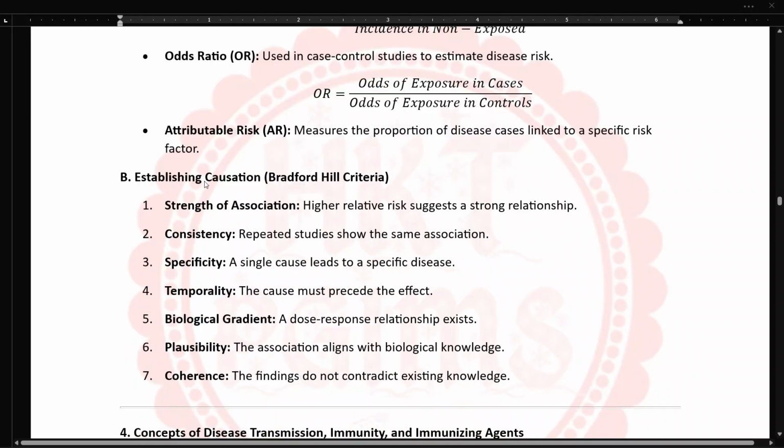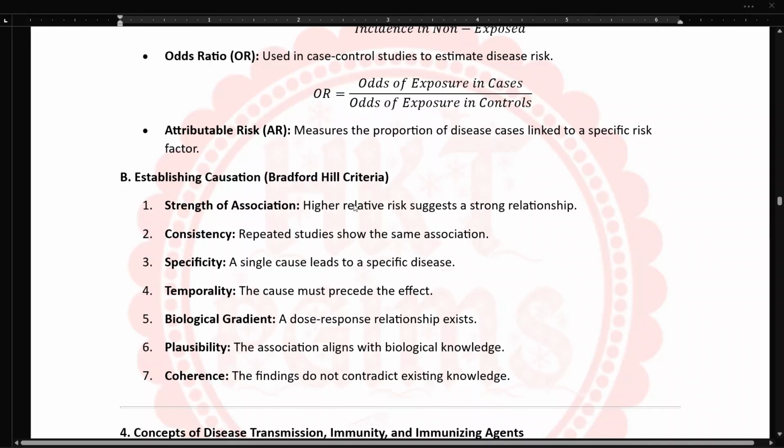Next, we have establishing causation, Bradford Hill criteria. Sorry, Bradford Hill criteria. So we call it Bradford Hill criteria. It includes strength of association, consistency, specificity, temporality, biological gradient, plausibility, coherence.